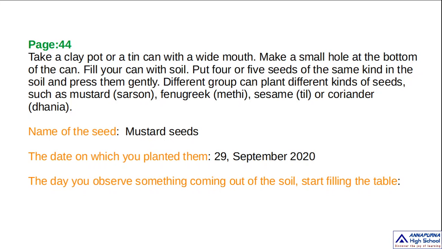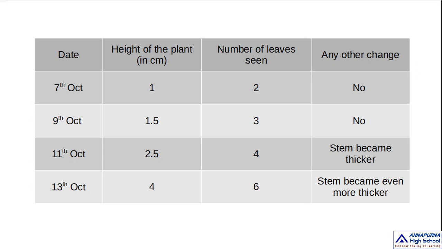The day you observe something come out of the soil, start filling the table. So that means observe the changes from when you planted on 29th September. Day by day you have to observe the changes and fill the table. This is the table. It was given in your textbook. Observe it and note down in the table. See here: date, height of the plant, number of leaves seen, any other change.